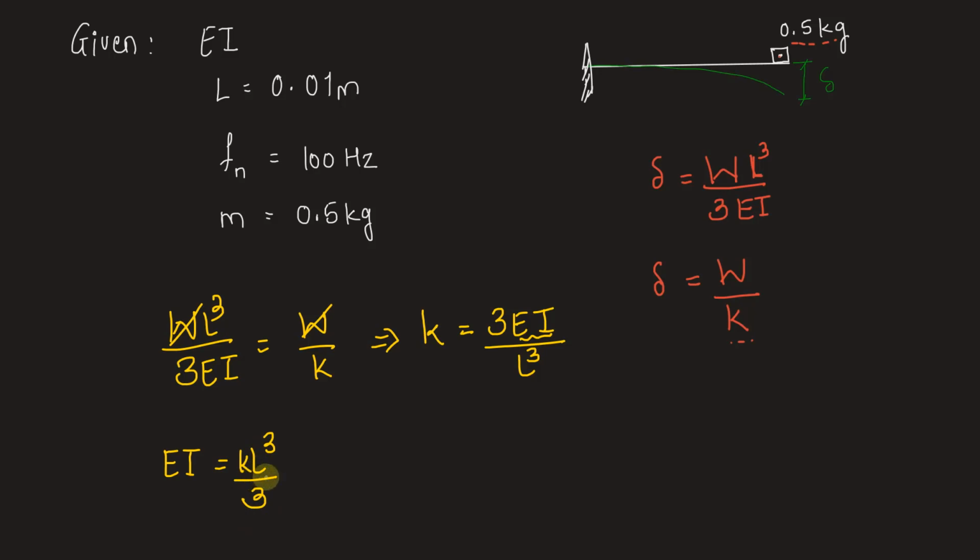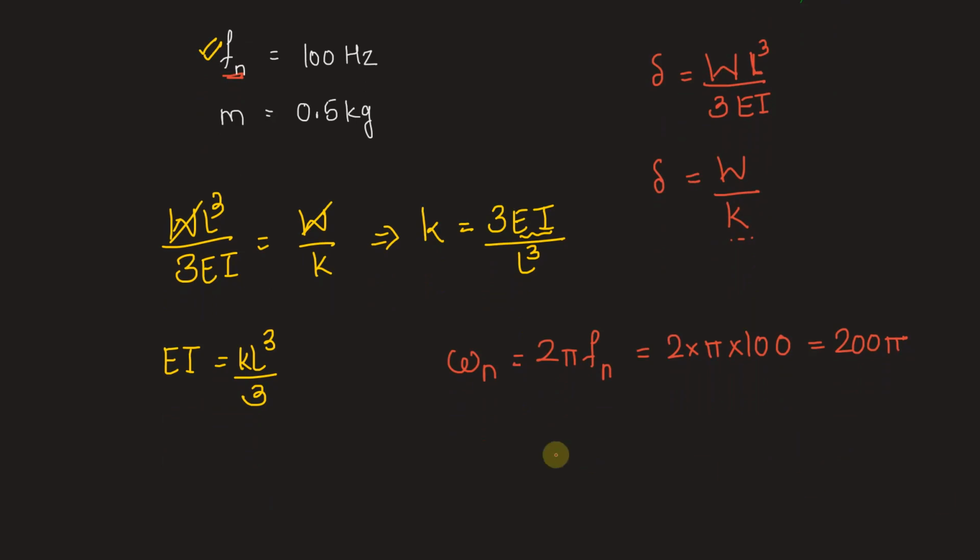But we don't know K. We know the length, we don't know K. We can find out K using the frequency given. Frequency is given to be Fn. We can calculate the circular frequency from here, that is omega n is equal to 2 pi Fn, which is 2 into pi into 100, 200 pi. As per the fundamental formula of frequency, we can equate this to omega n is equal to root over k by m. Squaring both sides, we have omega n square into m is equal to k.